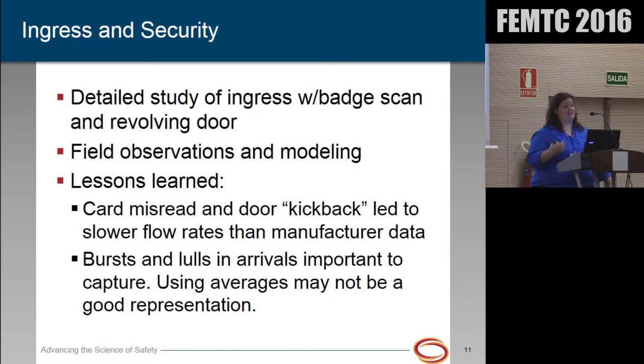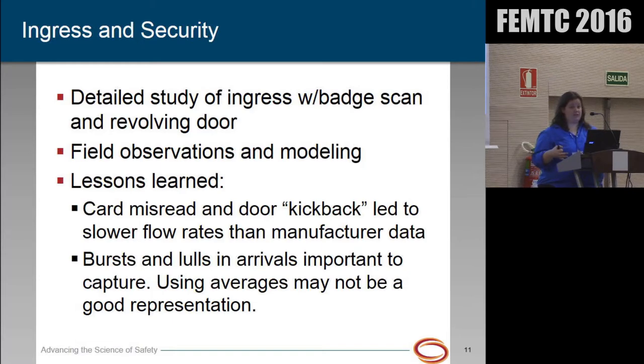So that was a really relatively simple ingress analysis. We have done much more complex analysis where we looked at an ingress into a building where the security procedures were much more complicated. They had a revolving door where you scan a badge, and there was also a means to what they call kickback to prevent piggybacking, so to prevent two people from going in through the door with one scan of the badge.